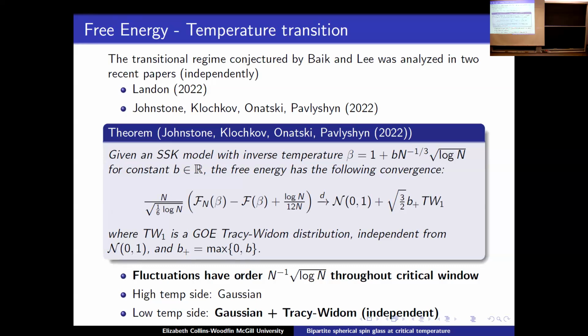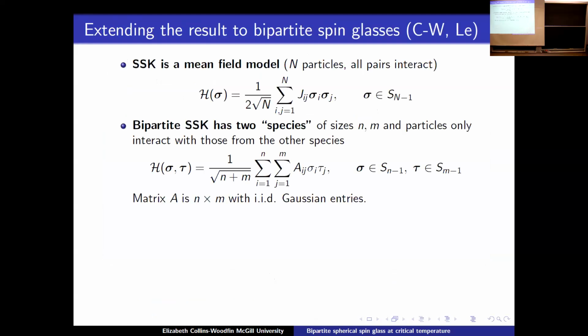So this was the result for the SSK model, and what I would like to talk about now is the bipartite model, which is the one that we've studied. So first of all, what is the bipartite model? The SSK model that we've been talking about up until now is an example of a mean field model. What that means is that we have n particles and all pairs of particles are interacting with each other. In the bipartite model, instead, we have two species. Instead of just having n particles, we now have little n and little m as the sizes of the two species, and they interact only with the ones in the other species.